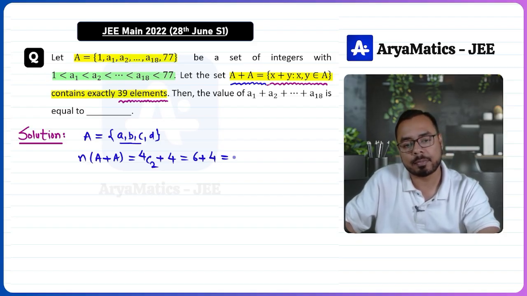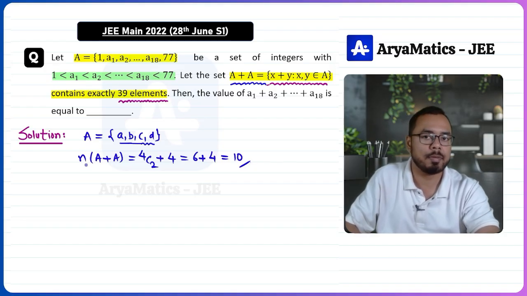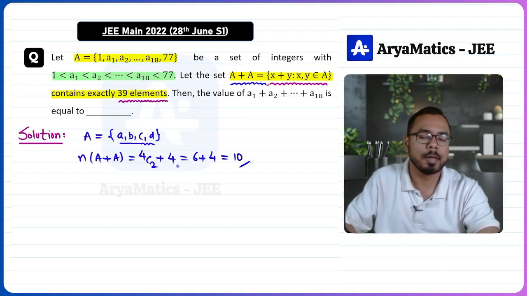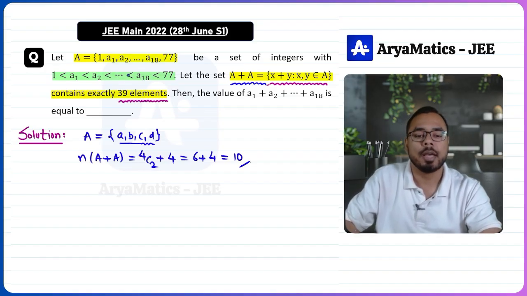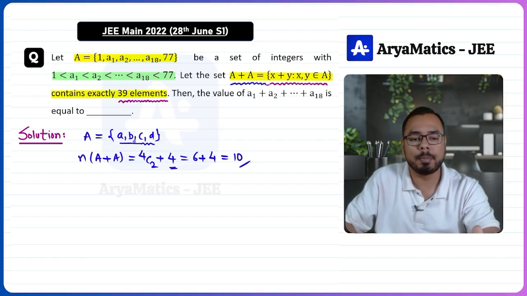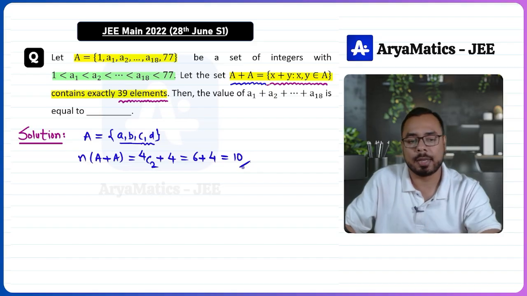So, if we have four distinct elements A, B, C, D, then the number of elements in A plus A will be 4C2 plus 4. If there are n elements, it will be NC2 plus n. NC2 is the number of ways of selecting any two numbers, and another n sums you can create if you select the same number, right? If you select AA or BB or CC or DD, then another four sums you can create. So here basically in A plus A, in total you will get 10 elements.